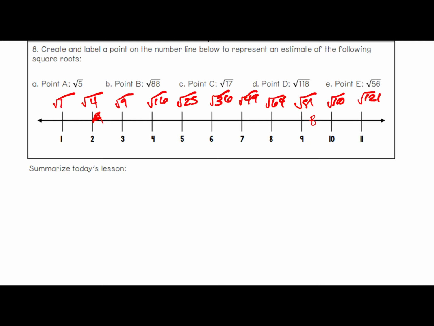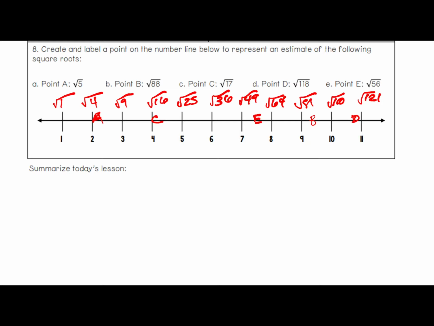Square root of 16 is way closer to 4. Square root of 118 would be closer to 121. And the square root of 56 would actually be in the middle because it's 7 away from 49 and 8 away from 64. So we're almost right in the middle.